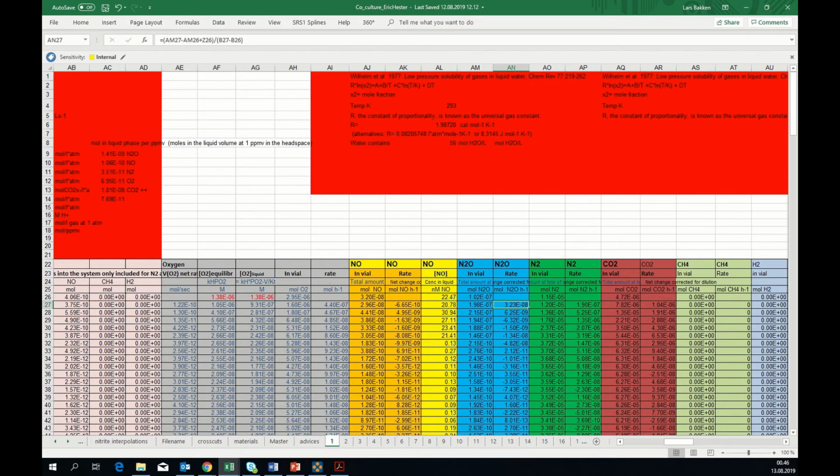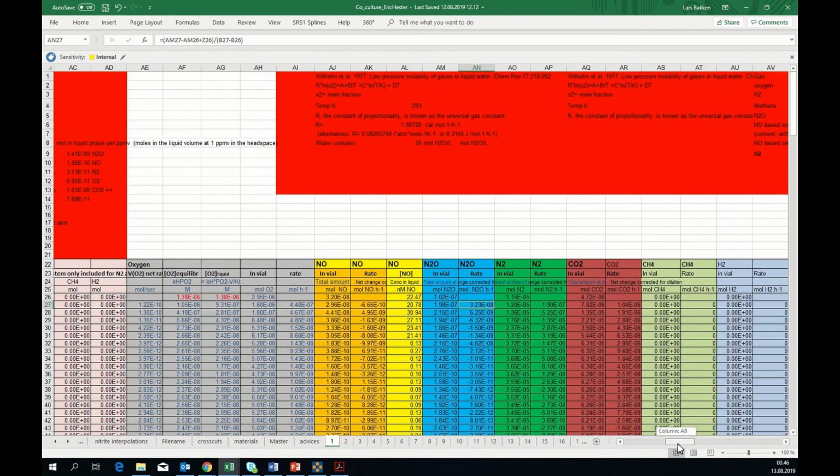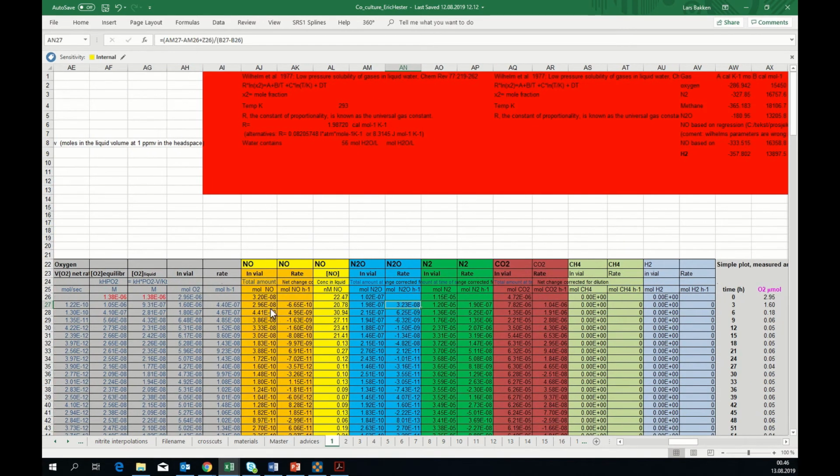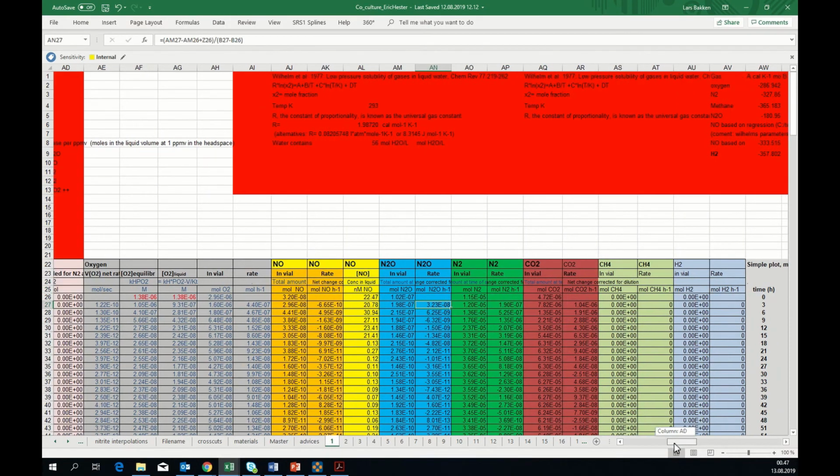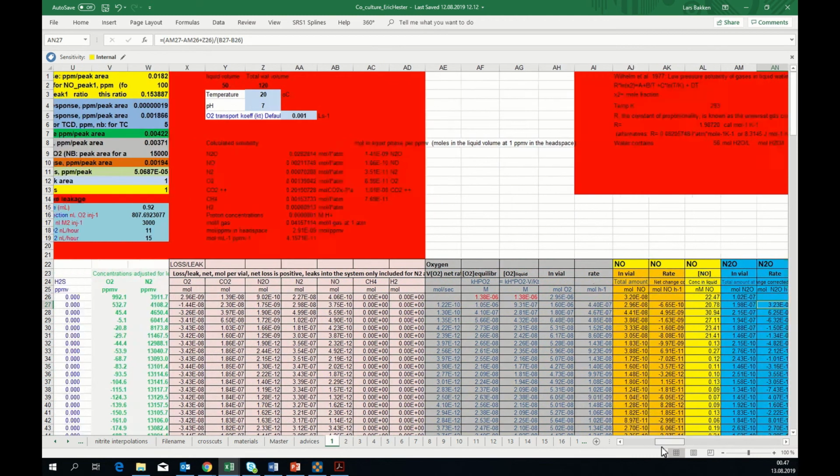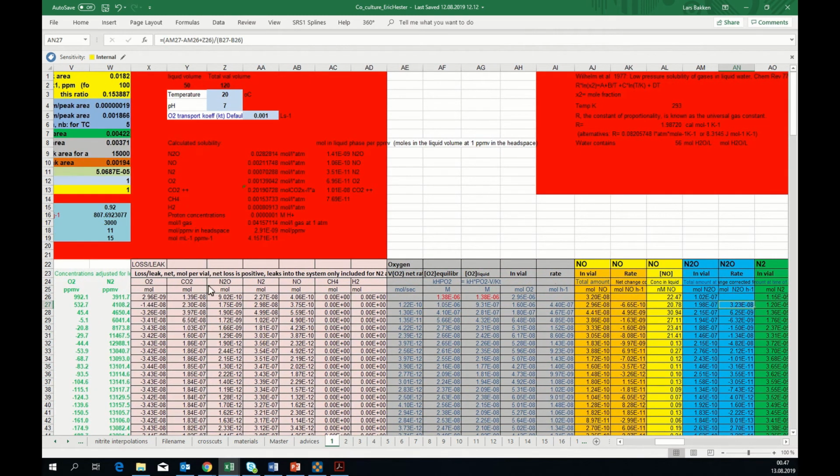So we have essentially for each gas a core data set, and that is the total amount in the vial and the rate of change, what the organisms have been doing with this gas. To the left of the gas amounts and the rates, you find some pink columns, and that is the losses and leakage of the different gases. It is very important, but it's too early to talk about it.